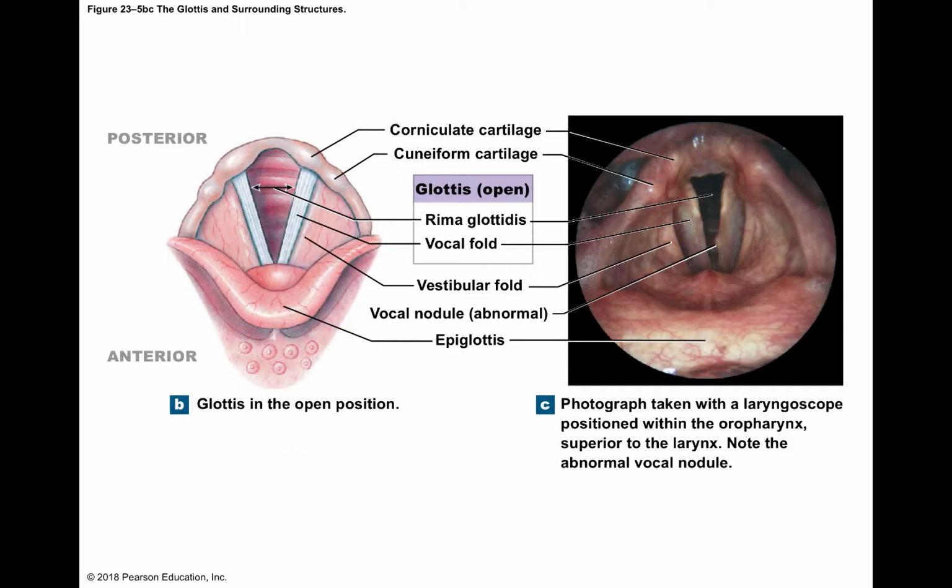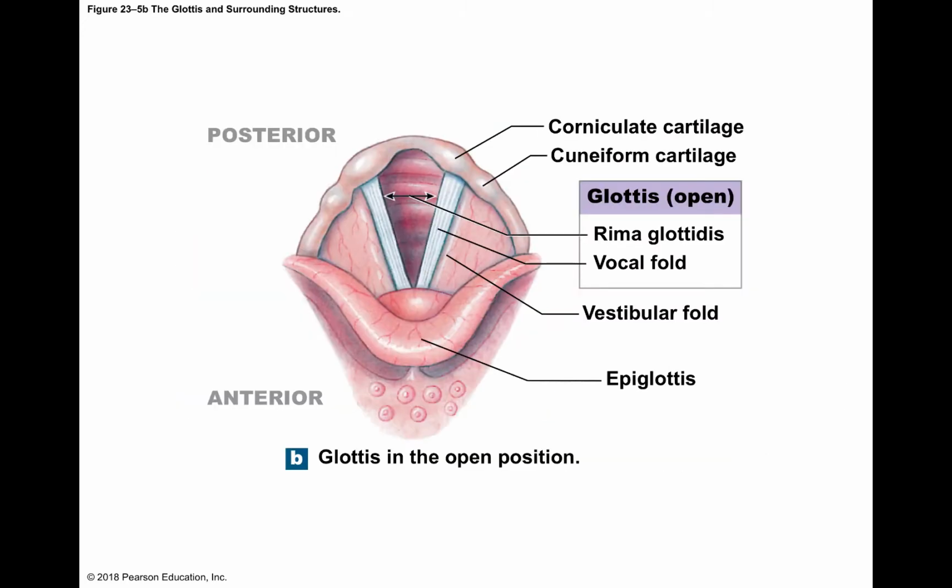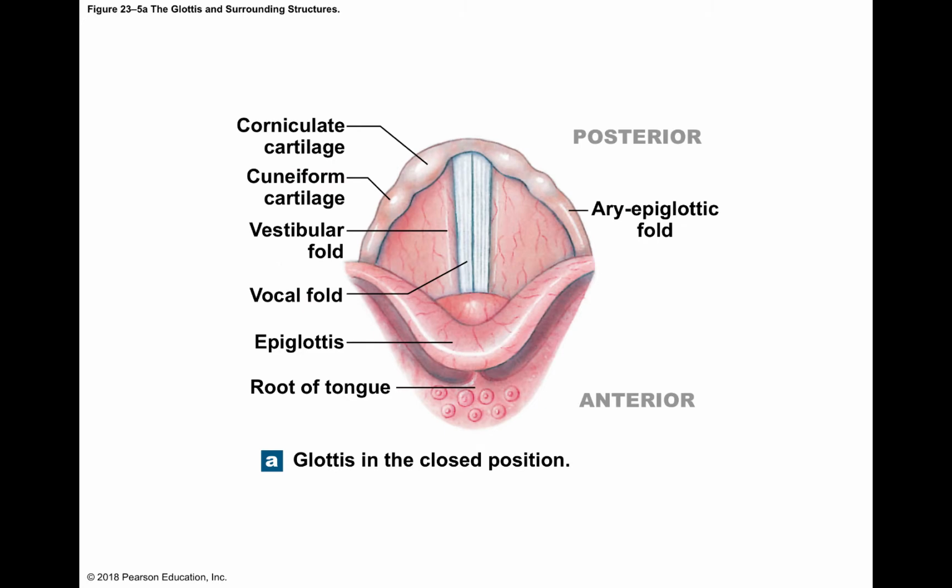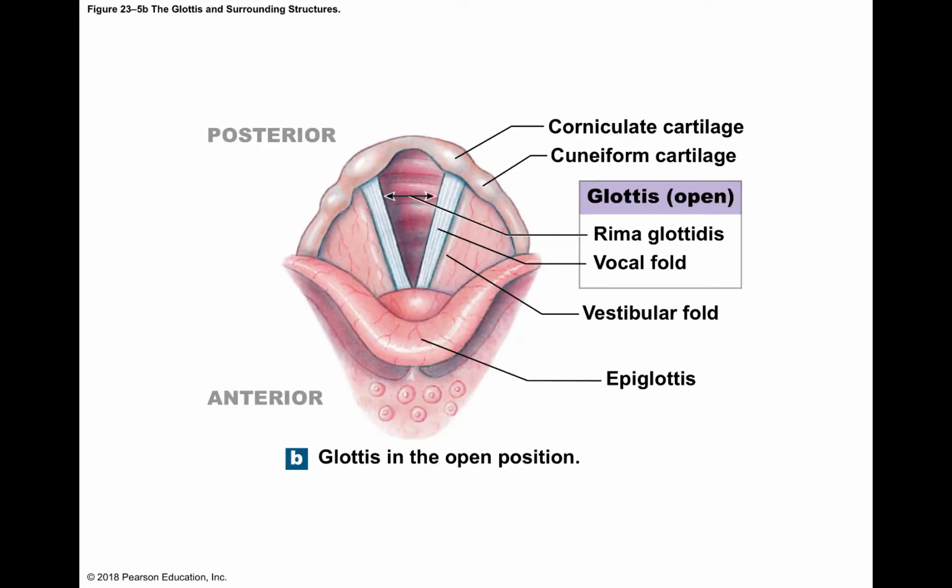Okay, then here's a picture just showing that glottis. The glottis is the opening into the trachea. Just showing it open. Okay, there it's open. And then it'll close as well to produce sound. Okay, so there's the closed and there's the open.